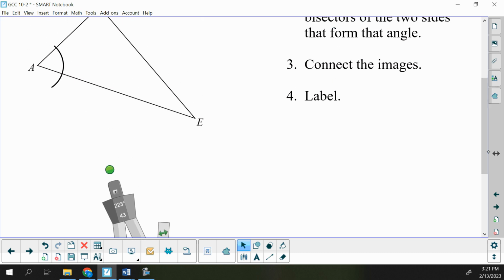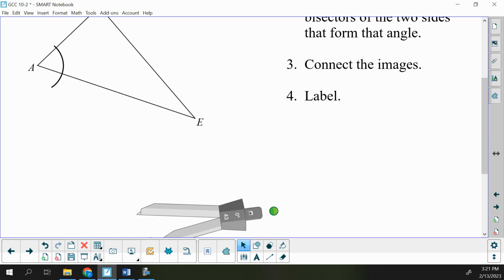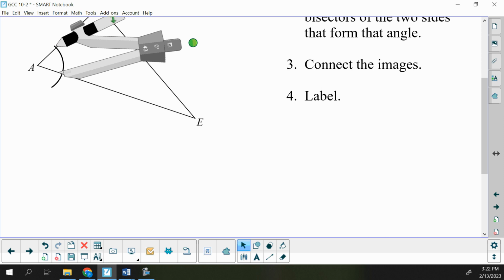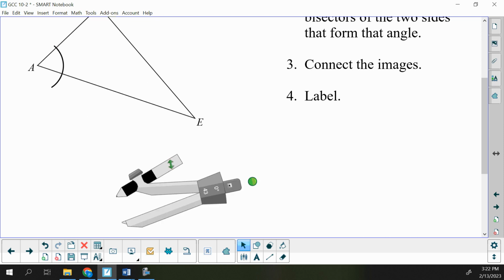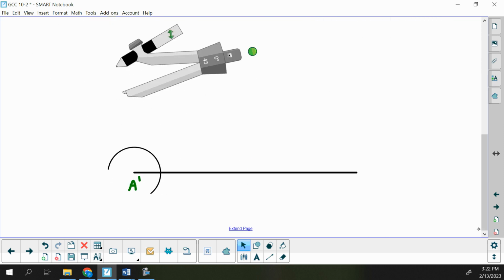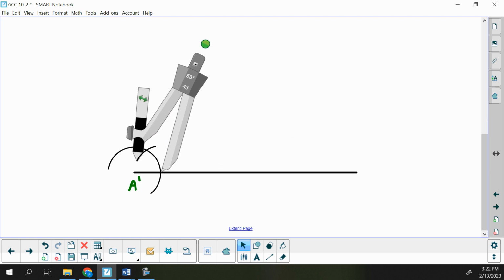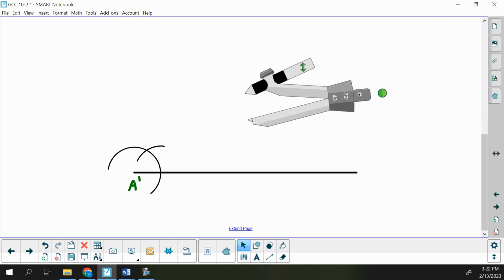So now we'll go up and measure our intersection in our original picture. So put your point on one of the intersections, pencil on the other. Then we'll move to our new picture, put your point on the intersection, make an arc, and we're hoping for them to cross.